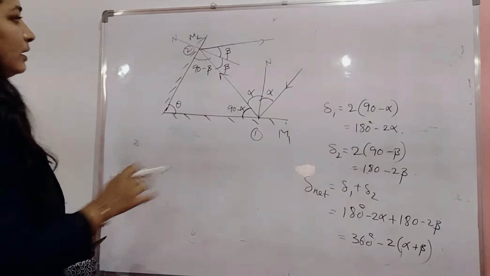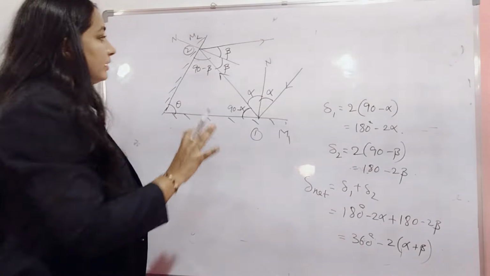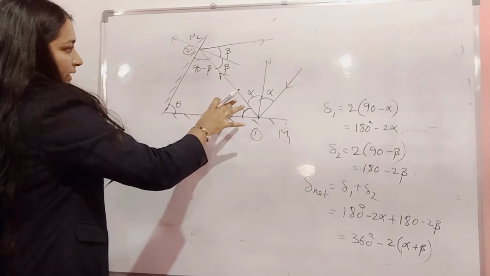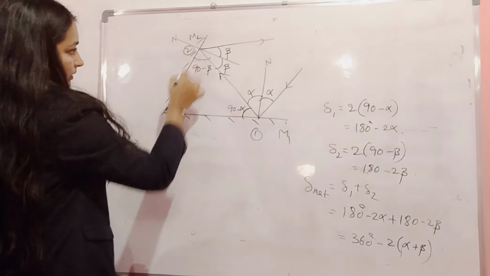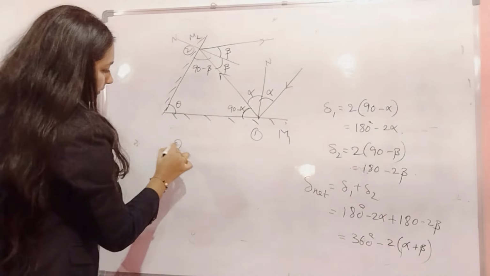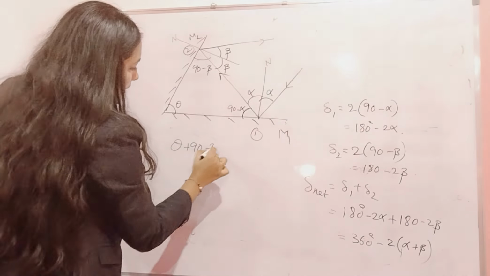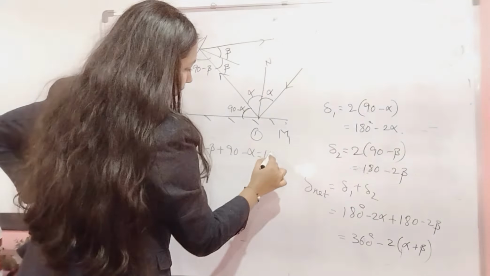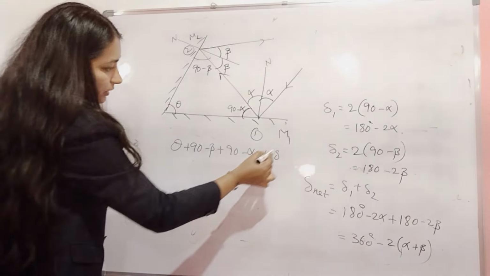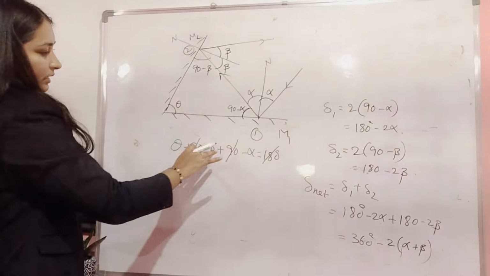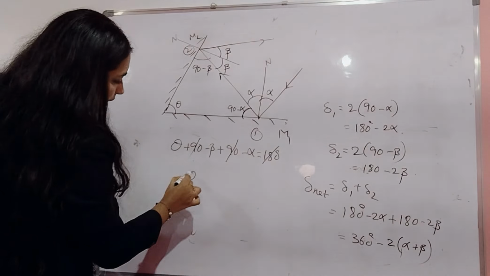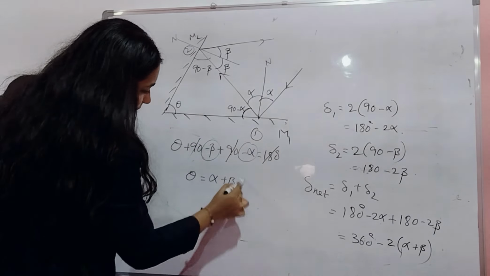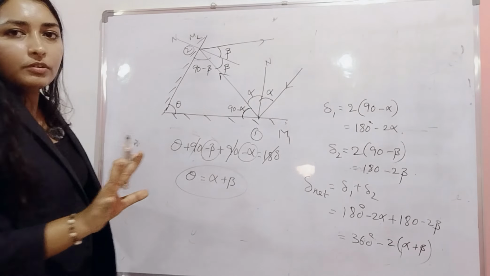You understood? Now look at this triangle. If I add all these 3 angles, I should get 180 degrees. So I am adding: theta plus 90 minus beta plus 90 minus alpha. It should be 180, right? So 90 and 90 is 180, and 180 on both sides gets cancelled. Then theta is equal to, sending minus beta minus alpha to that side, alpha plus beta. So theta is equal to alpha plus beta, right?